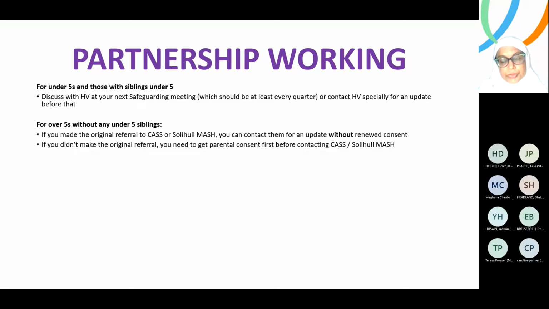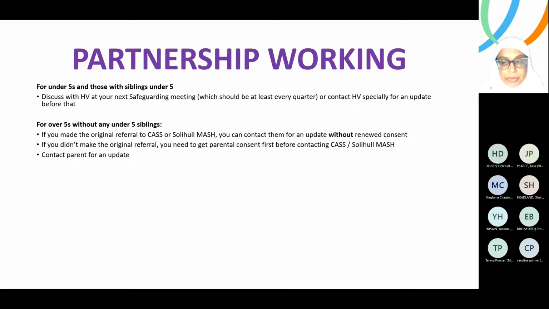If you didn't make the original referral, often with school-aged children, it's school that's made the referral, you will unfortunately need to get parental consent before CAS or MASH will share any information with you. Unfortunately, that's the way their systems work. So you need to contact the parent for an update. You can just say, we're aware that there were some safeguarding concerns last month. I'm just phoning to find out how things are going. Can you bring me up to date?